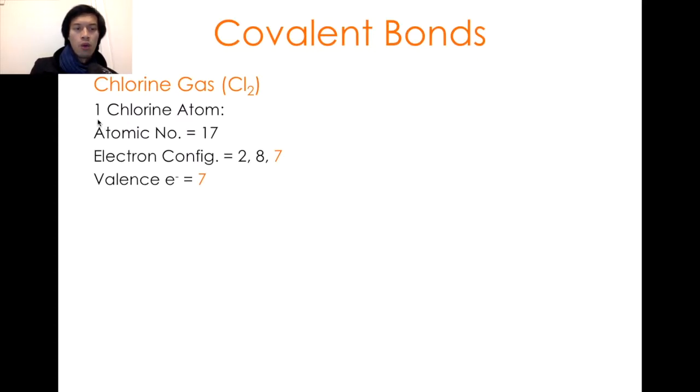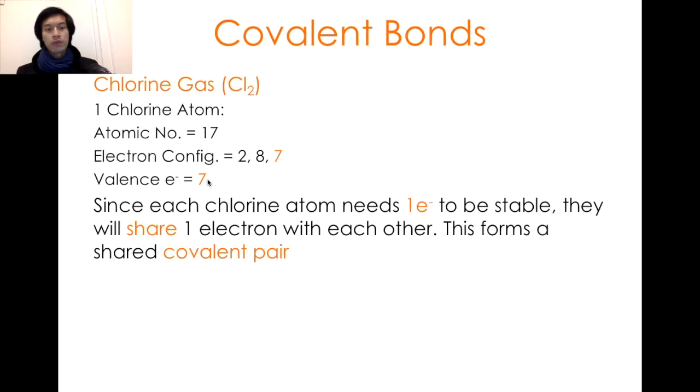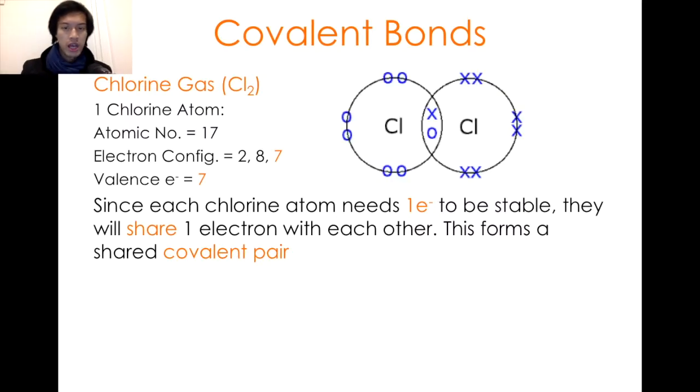So 1 chlorine atom, remember that once again, you're still using the atomic number and the configuration to get to the valence electrons, right? 1 chlorine atom has an atomic number of 17, and its electron configuration is 2, 8, 7, with 7 valence electrons. So each chlorine needs 1 electron to become stable. So what that means is they are going to then share 1 electron with each other, forming a covalent pair.